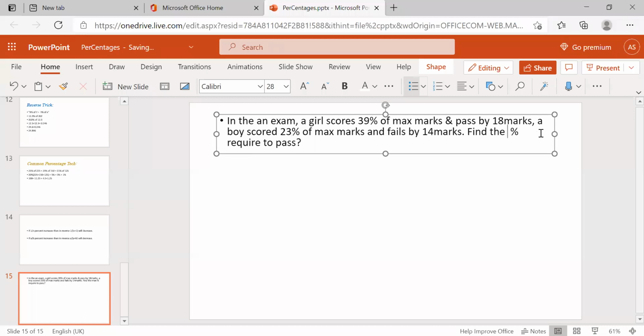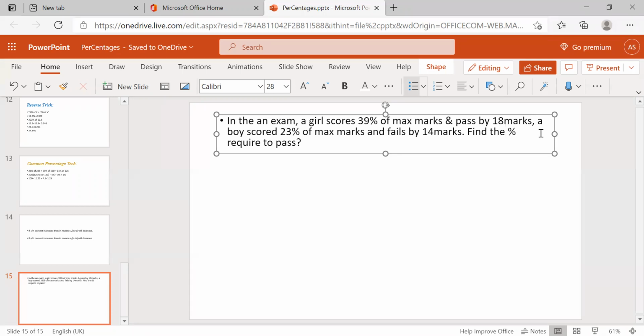See here what they're asking, same type of question. In an exam, girls scored 39% of marks and passed by 18 marks. Boys scored 23% of marks and failed by 14 marks. Find the percentage required to pass. How much percentage they require to pass? That means we need to find out the pass marks, then we are going to convert into percentage.